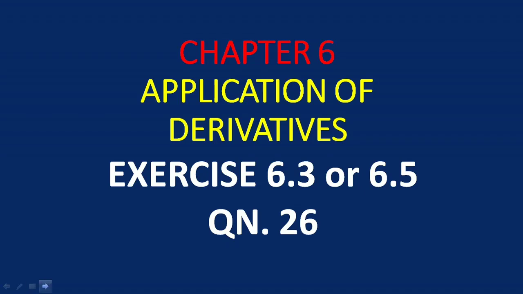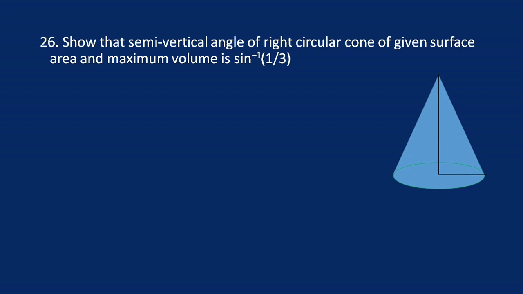Chapter 6, Application of Derivatives, Exercise 6.3 (or 6.5 in the previous textbook), 26th question. Show that the semi-vertical angle of a right circular cone of given surface area and maximum volume is sin inverse of 1 by 3. So I have shown a cone here.